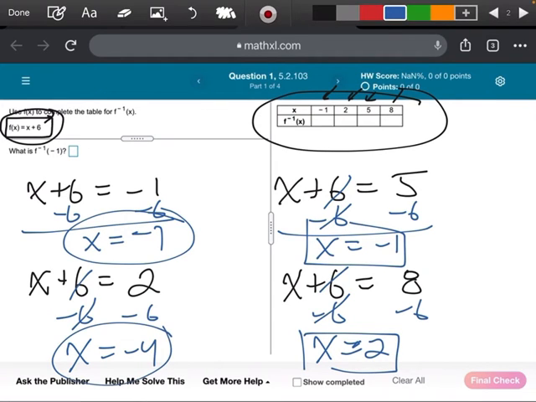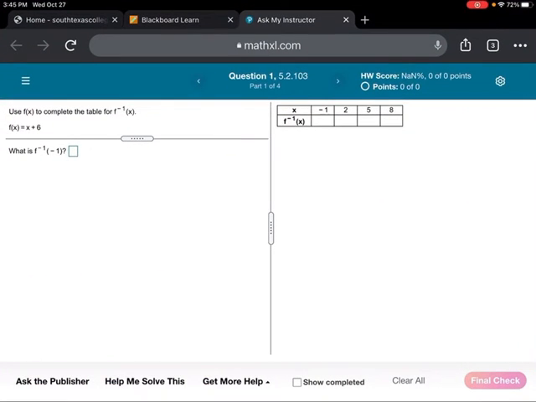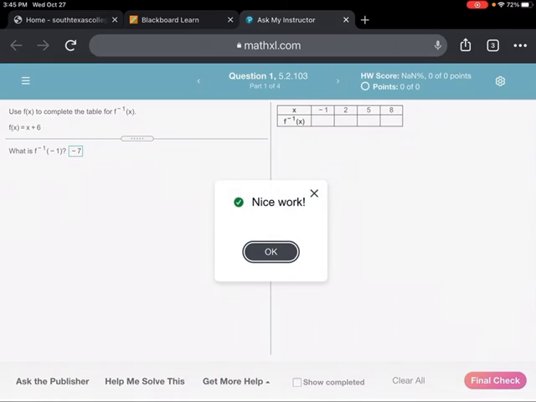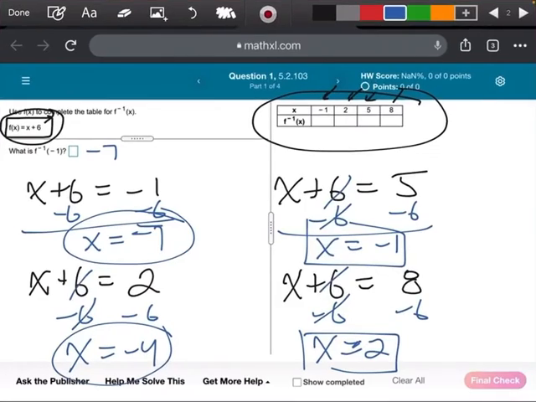Okay, so look. This was -7, I'm sorry. So f inverse of -1, right here I'm going to put -7. I'm going to show you how this is going to work. I'm going to come back over here, and I'm going to put a -7. I'm going to check it, and we got it.